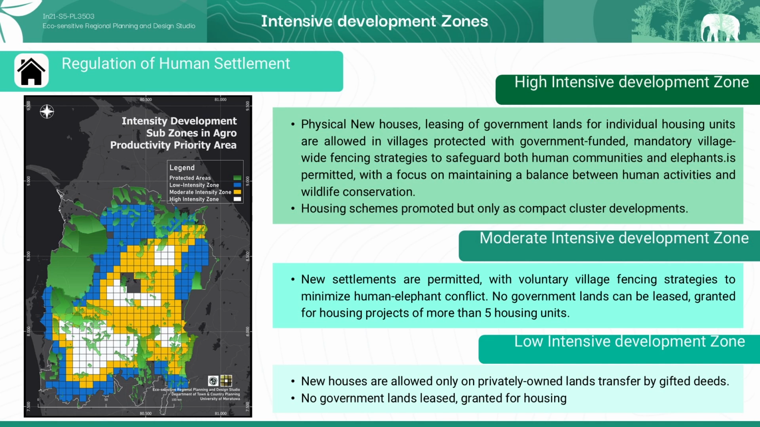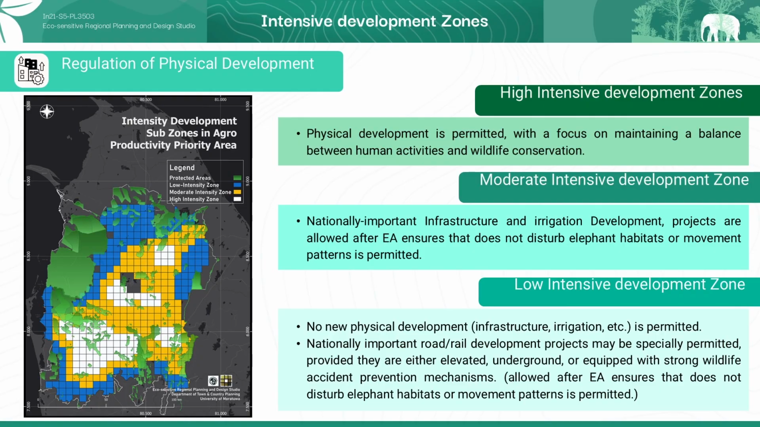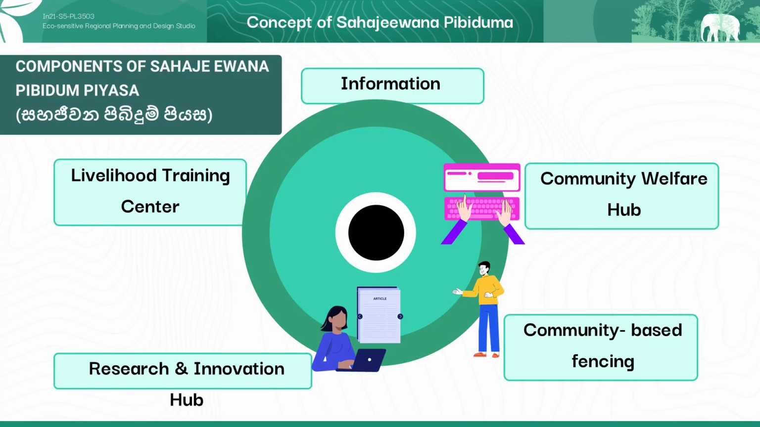In the high-intensive development zone, we promote new houses and allocate government land for new housing. But in the low-intensive development zone, we discourage new houses and only allow houses on privately owned land transferred by gifted deeds. And we want to appreciate the community bond with land over generations. So, yes. Likewise, we need to have new development guidelines for each zone. Here we only detail the productivity-centric priority area, but separate guidelines are required that address the priorities and unique characteristics of the others.